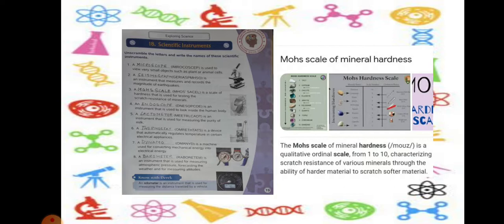So a Mohs scale of mineral hardness is a qualitative ordinal scale. It is actually a scale from 1 to 10 characterizing scratch resistance of various minerals. So if you get different materials or minerals, you can categorize the hardness or the scratch resistance of that material through a Mohs scale, through the ability of harder material to scratch softer material. So this is the work of a Mohs scale.